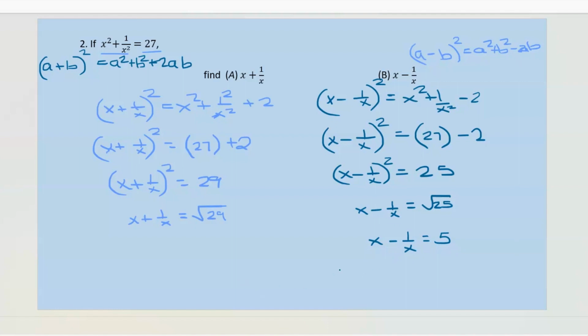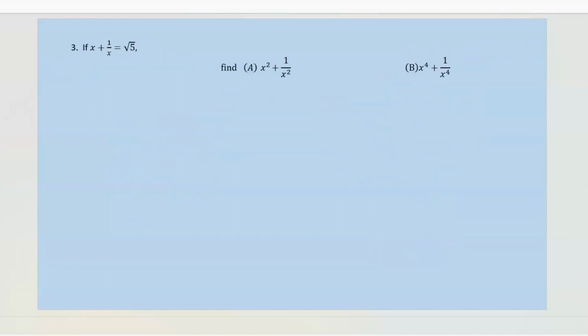So again, pretty simple, but if you just got started on these, you may find these confusing. So yeah. Okay, and then next question. If x plus 1 over x equals square root of 5, find x squared plus 1 over x squared. Okay, so it already gave us x plus 1 over x is equal to square root of 5. So we already know that bit of information. Okay, I'm going to write the formula again for you guys.